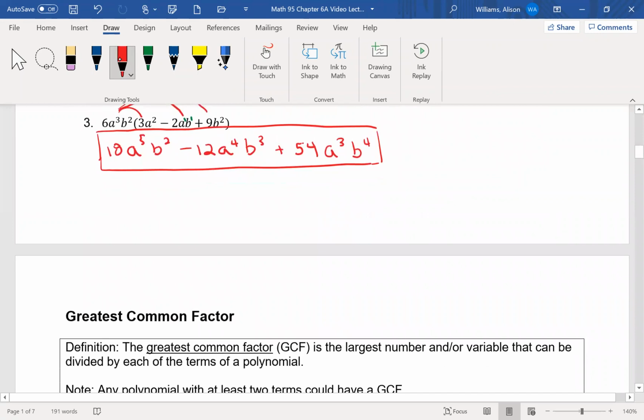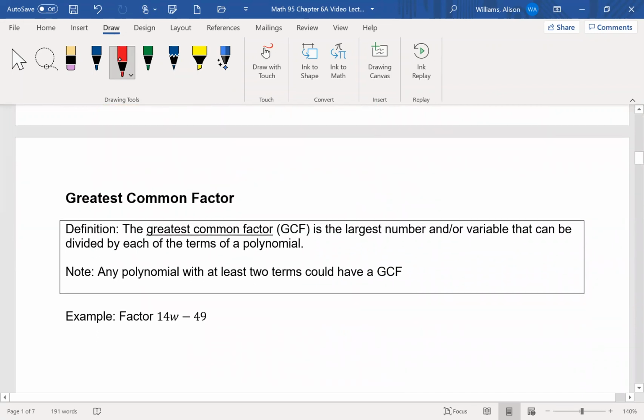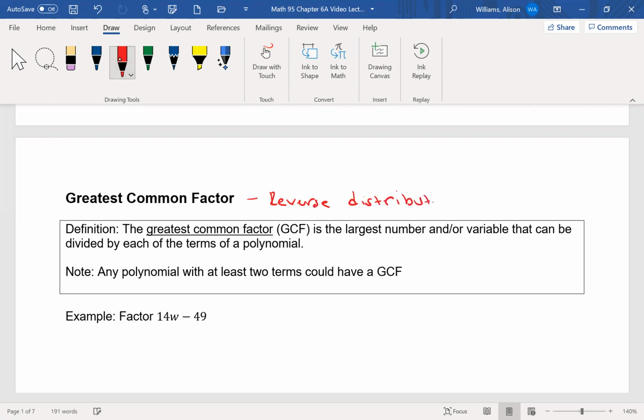All right, so we're finally ready to talk about the greatest common factor. So the greatest common factor is the largest number and or variable that can be divided by each of the terms of a polynomial. Basically, the greatest common factor is creating a distribution. So it's like a reverse distribution. Distribution. All right.